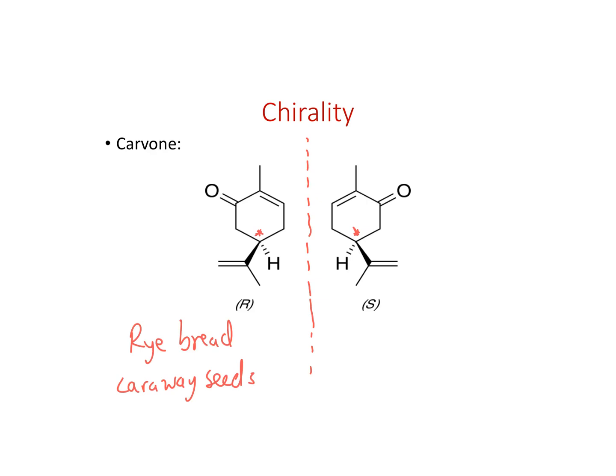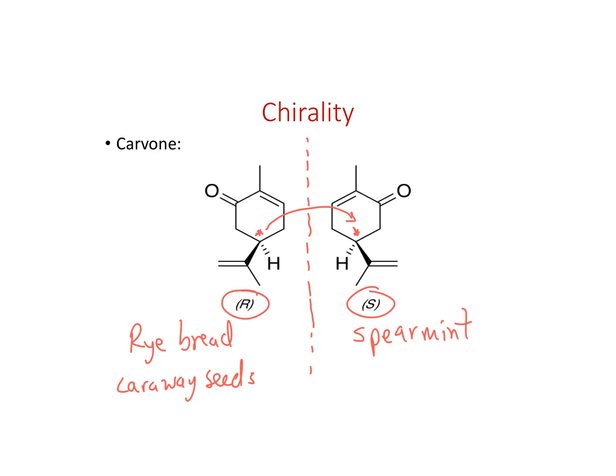So all I've done is change the chirality of this one carbon. I've switched it from R to S, and I go from the aroma of rye bread or caraway seeds to the aroma of spearmint. So simply by changing the three-dimensional shape of one carbon, by changing the three-dimensional arrangement, right? I didn't change any of the branches, I just changed their three-dimensional position in space. I've changed the aroma of this compound from something that smells like rye bread or caraway seeds to something that smells like spearmint. And why is this the case, right?